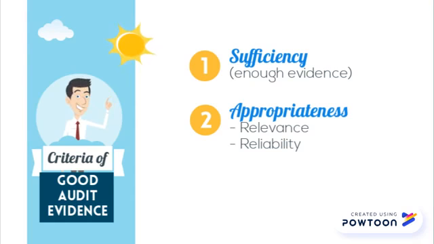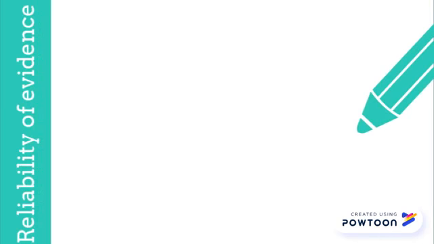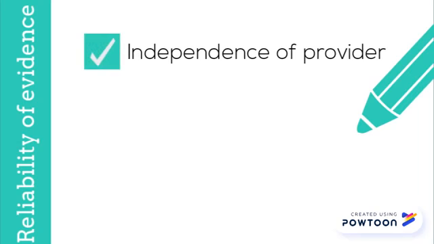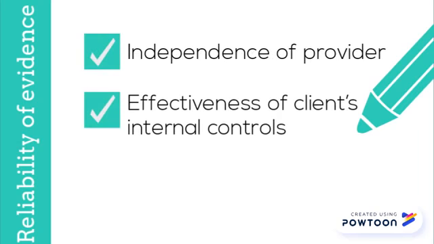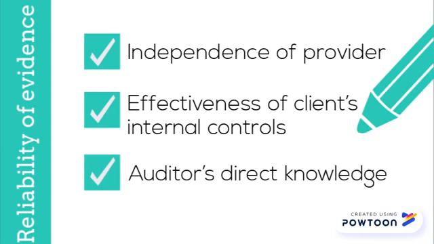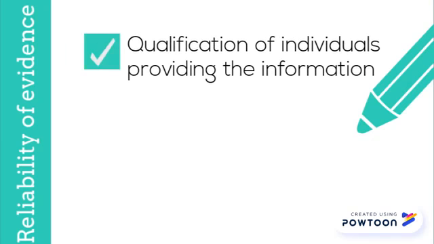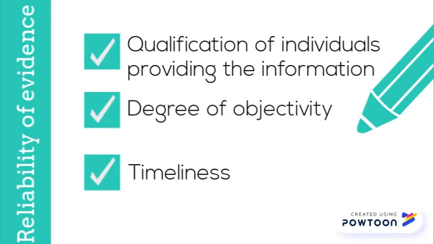Appropriateness is the measure of quality of audit evidence. It can be determined by the relevance and reliability of audit evidence. Relevance of evidence must be relevant to the audit objective. Reliability of evidence means that evidence can be believable. Reliability of evidence depends on the 6 characteristics, which are independence of provider, effectiveness of clients' internal control, auditor's direct knowledge, qualification of individuals providing the information, degree of objectivity, and timeliness.